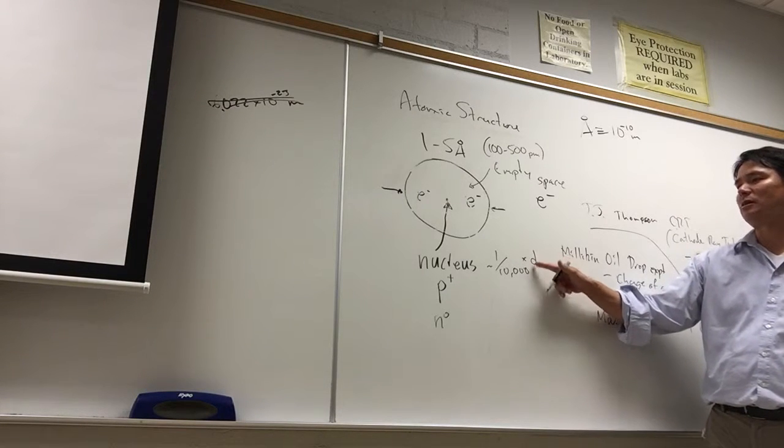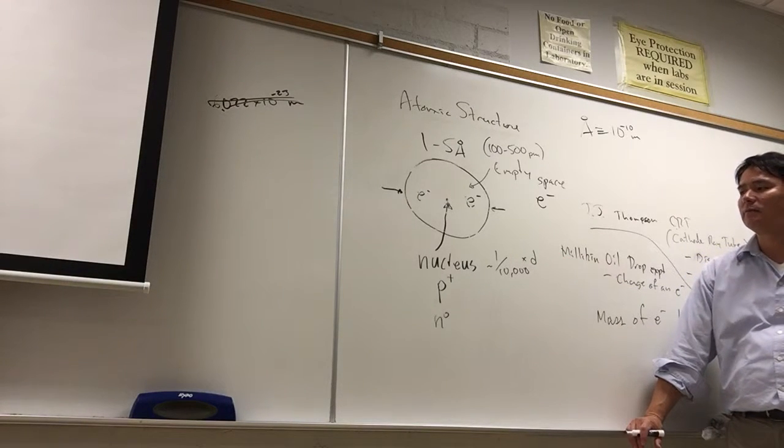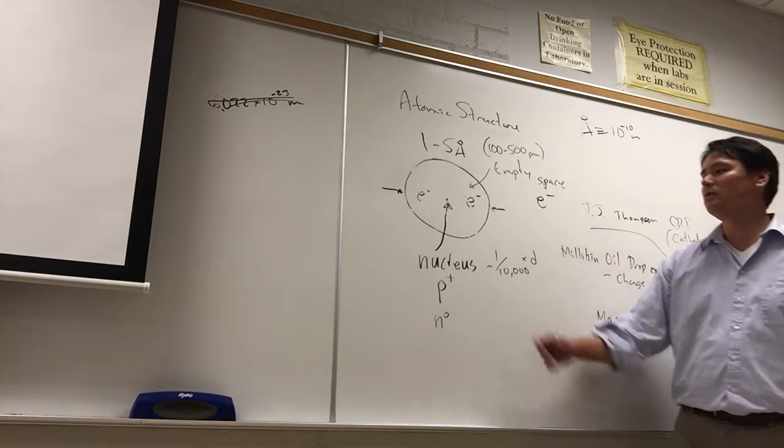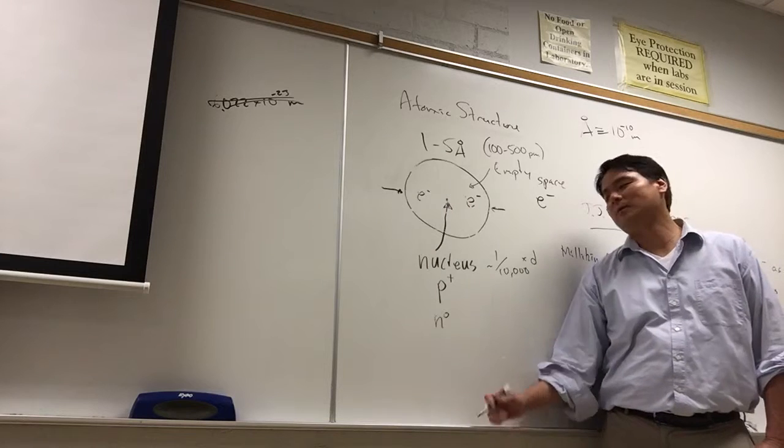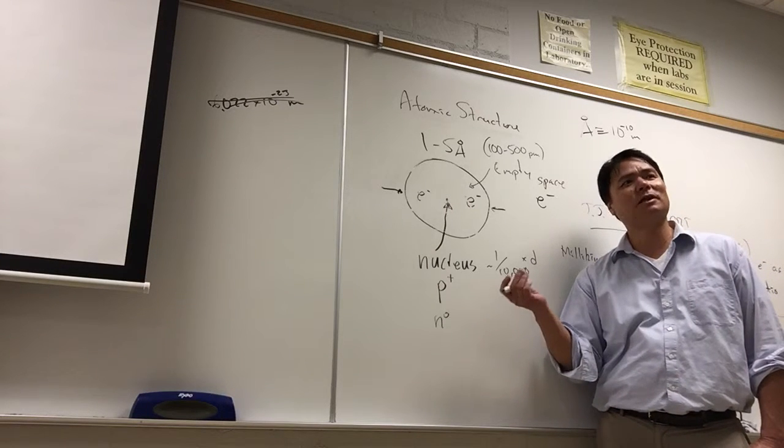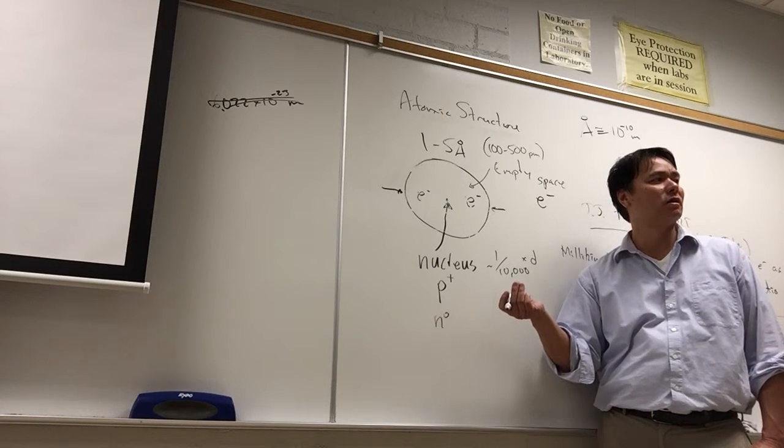This is not the distance in Coulomb's law, it's just the diameter of the atom. And so it's about 10,000 times smaller than the atom itself. In other words, the nucleus is very tiny. And so that means the protons and the neutrons are extremely tiny to fit into that nucleus.